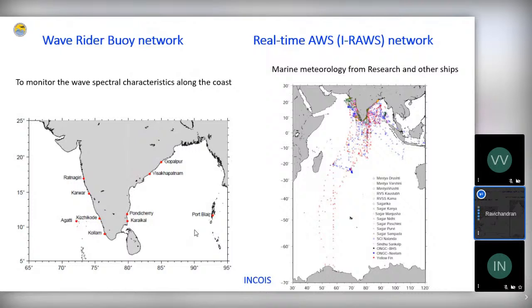Also, NCPOR has started a real-time automatic weather station network on ships. Apart from research vessels, there are many fisheries vessels, coast guard vessels, and many offshore ONGC and other platform vessels moving around India, especially along the coast as well as far away. So just by installing an AWS, it will provide marine meteorological variables then and there, so that we will be able to make use of this AWS data both for assimilation in the atmospheric model, as well as to know what weather variation is happening at that time, at that location.